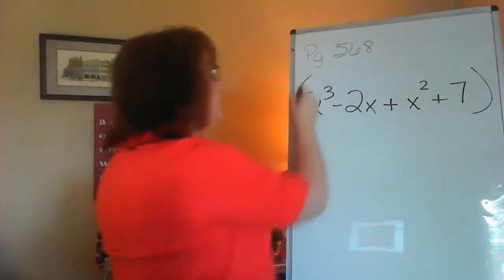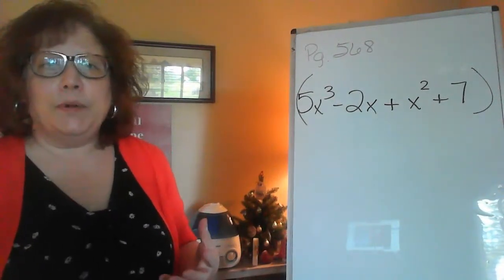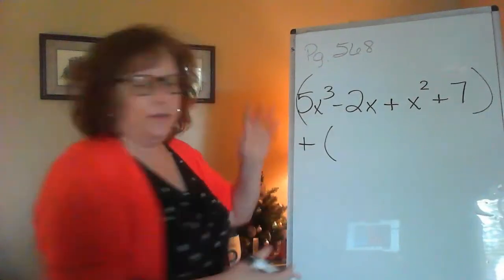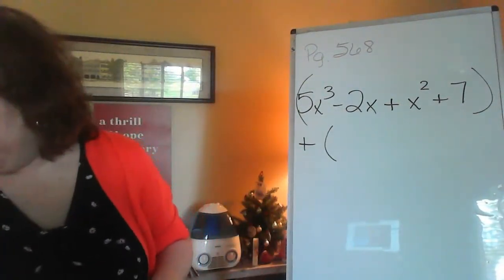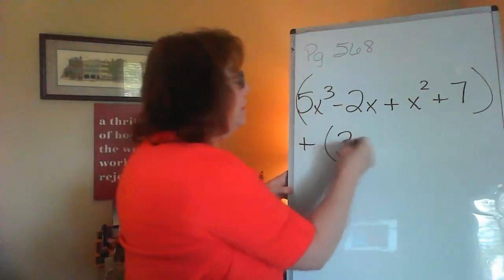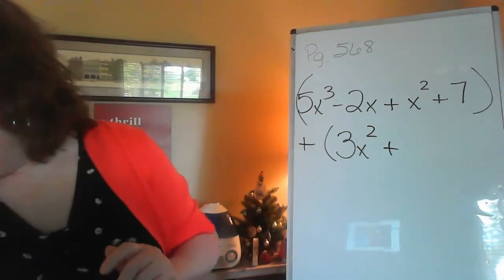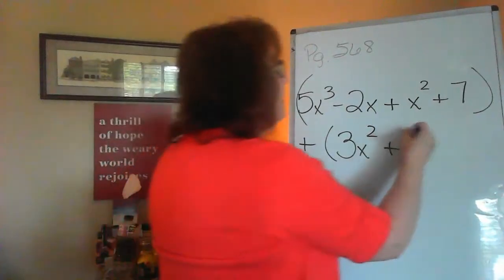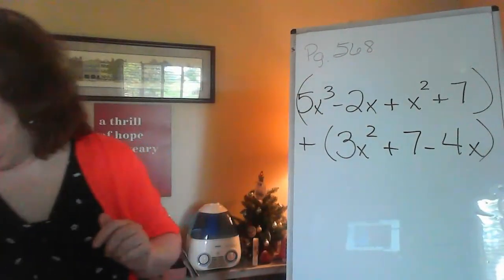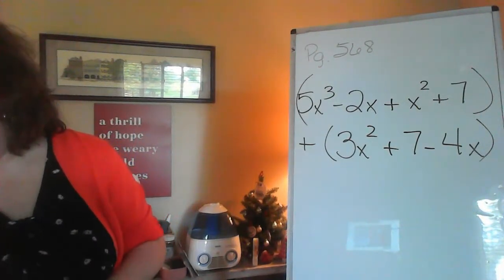That's the first one. And I like to keep them separated by parentheses, so that might be good for you. Plus, and I'm sorry, I should have put the whiteboard the other way, we have 3x squared plus 7 minus 4x. So that is the example. If you want to know, we're on page 569, example number 3.